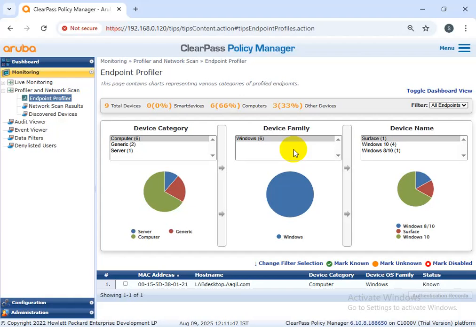The third license is the onboard license. The onboard license is required for BYOD devices, bring your own devices.